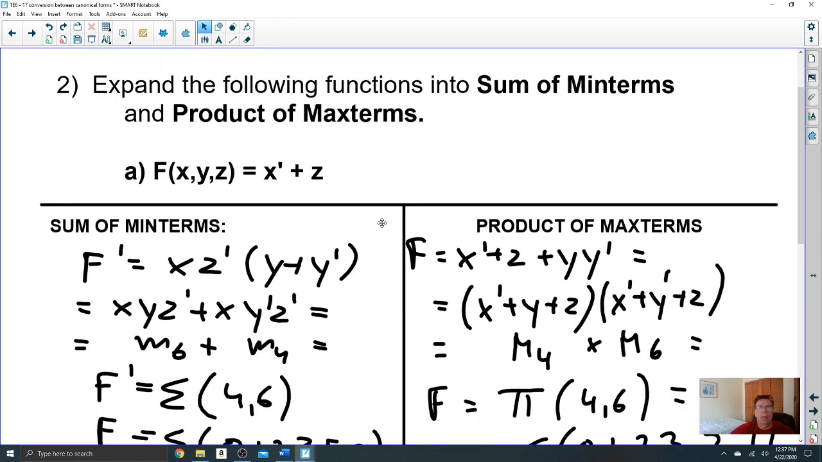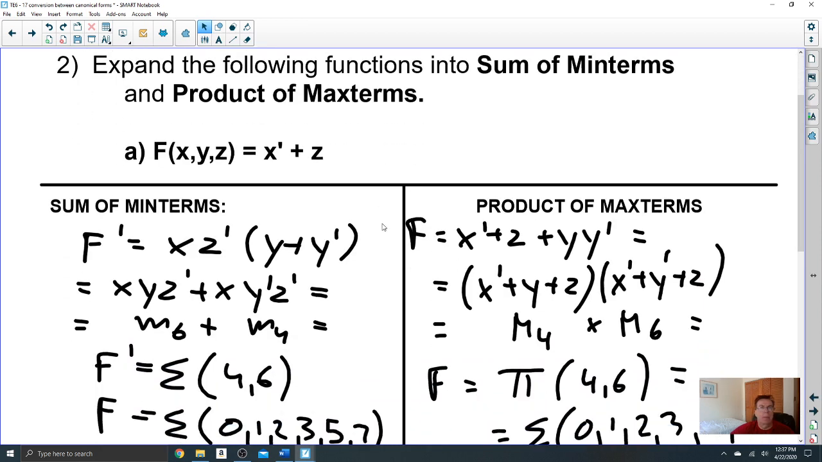All right. We have the following function. Very easy, x prime plus z. Now this is a 3 variable function. You want to find the minterms. So the problem here is you're missing a lot of variables from x prime and a lot of variables in z. So you have to expand it a lot.